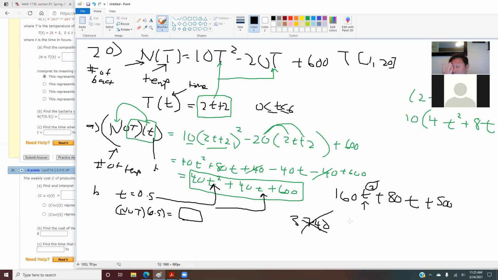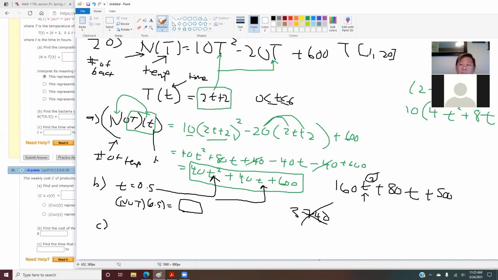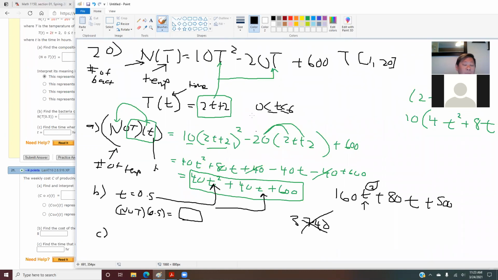You can type this whole thing in your calculator. Oh. I tried doing it one by one. Try it one more time. It's not 3740. Okay. I can tell you, it's not. Okay, I got 580. Yeah, that's correct.